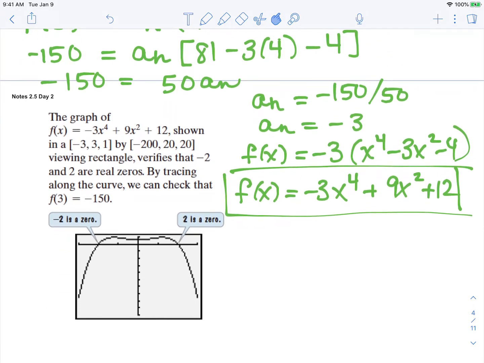I did show you graphically what it would look like. Here are the two x-intercepts that are real. The other two zeros are complex, so they will not be x-intercepts. If you wanted to trace along the curve of f of 3, so let's say here's on the x-axis 3, this ordered pair would be down here at over 3, down 150. That would be an ordered pair on the graph.